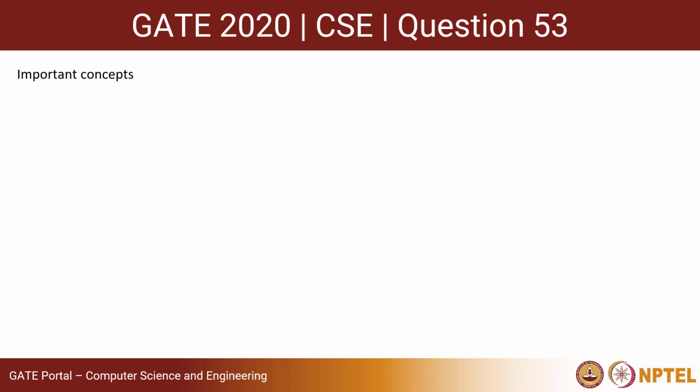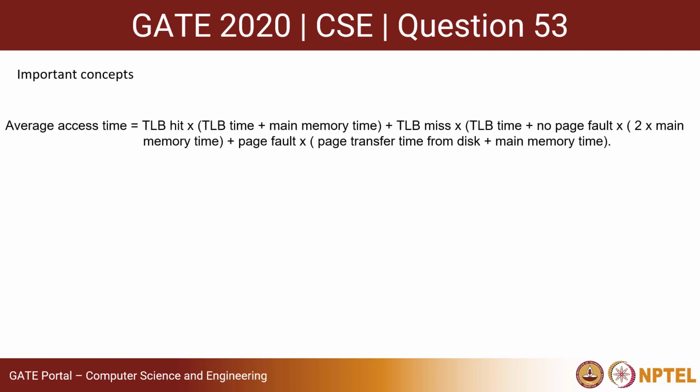So, some useful concepts for solving this question. The average access time in a system like this will be the TLB hit ratio times the TLB time plus the main memory time, plus the TLB miss rate times the TLB time again, plus the no page fault rate times twice the memory time, plus the page fault rate times the page transfer time from disk plus the memory time.